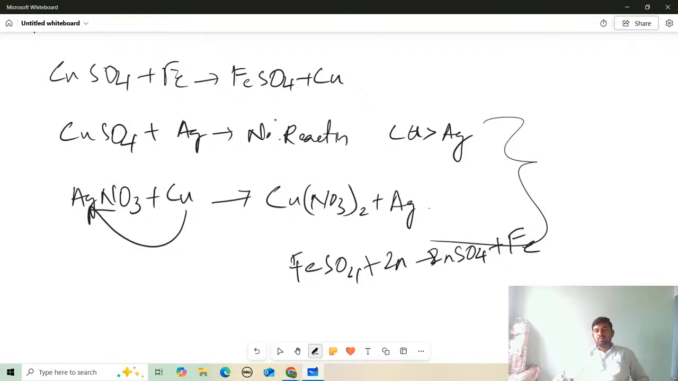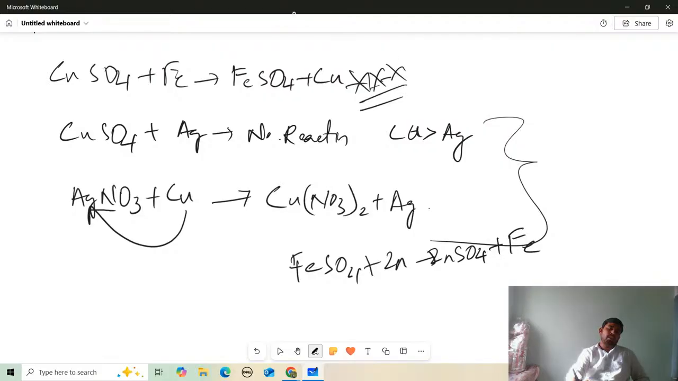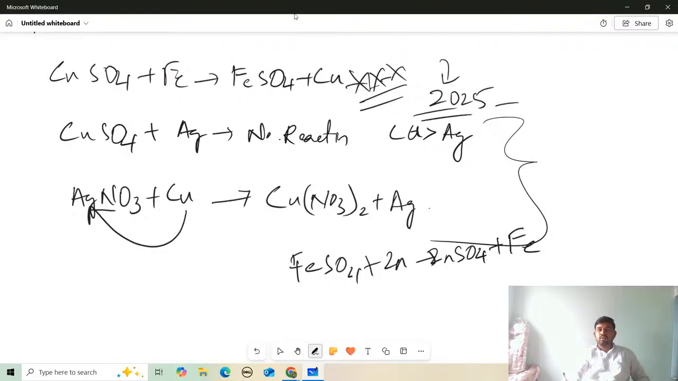This is about displacement reactions. Remember, this is a most important topic. Almost every year there is a question on it. Last year, in 2025, they also asked it as the first question in section B.